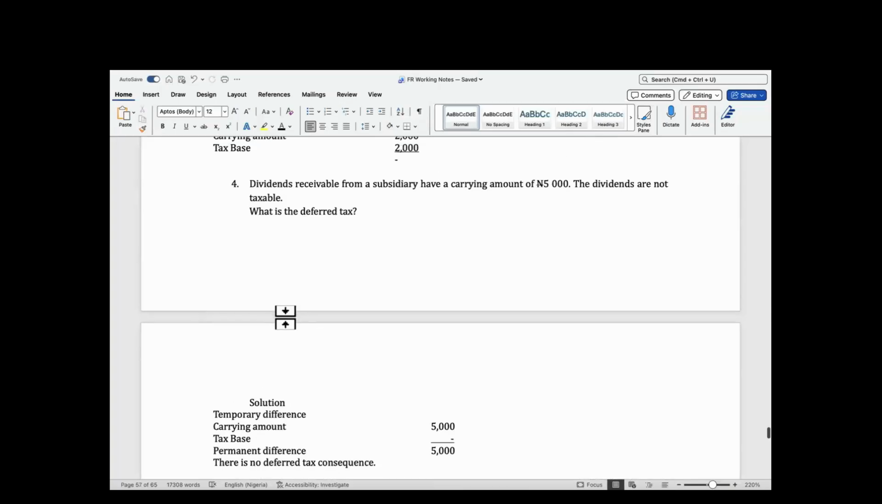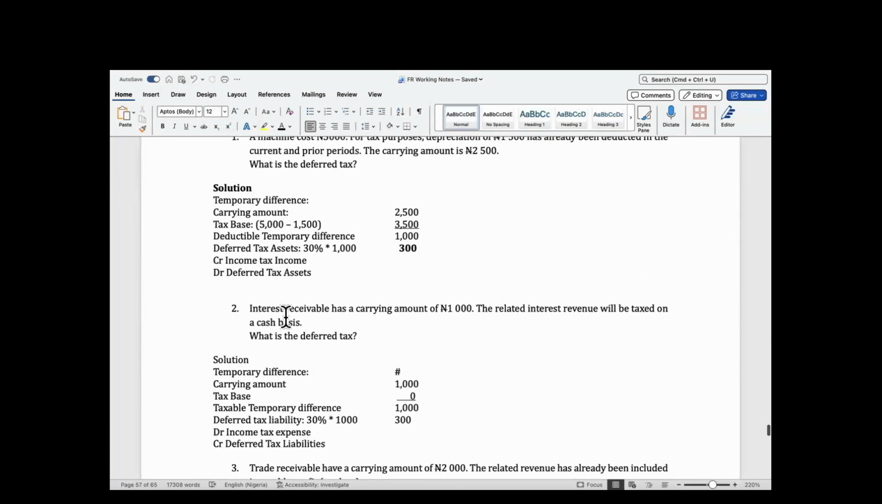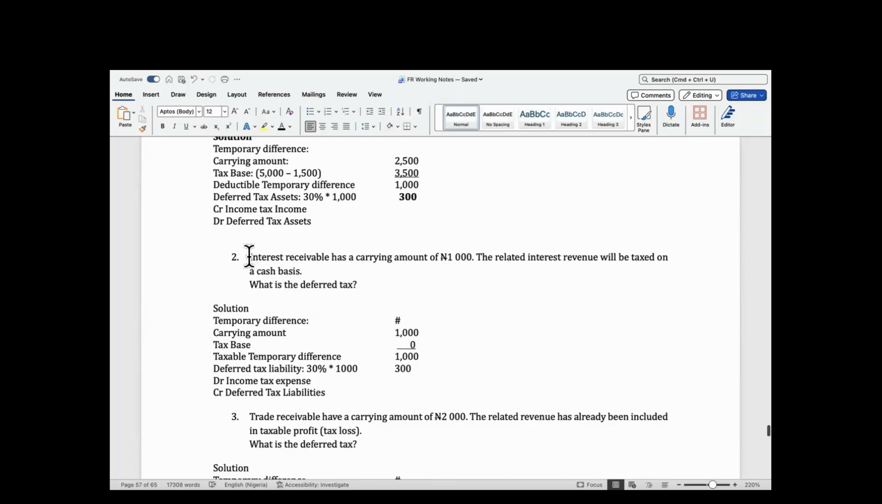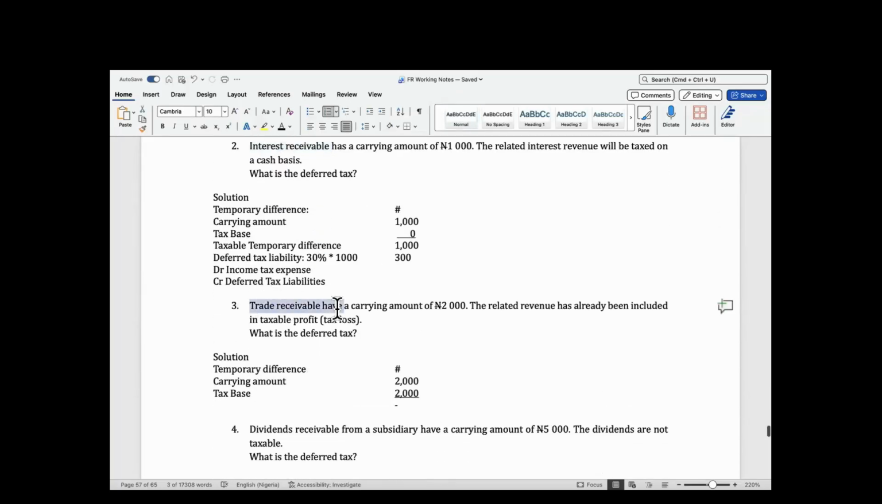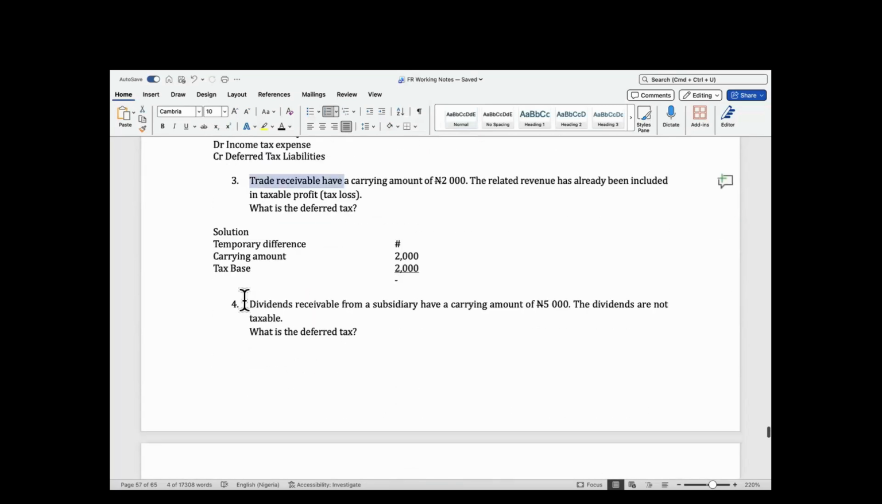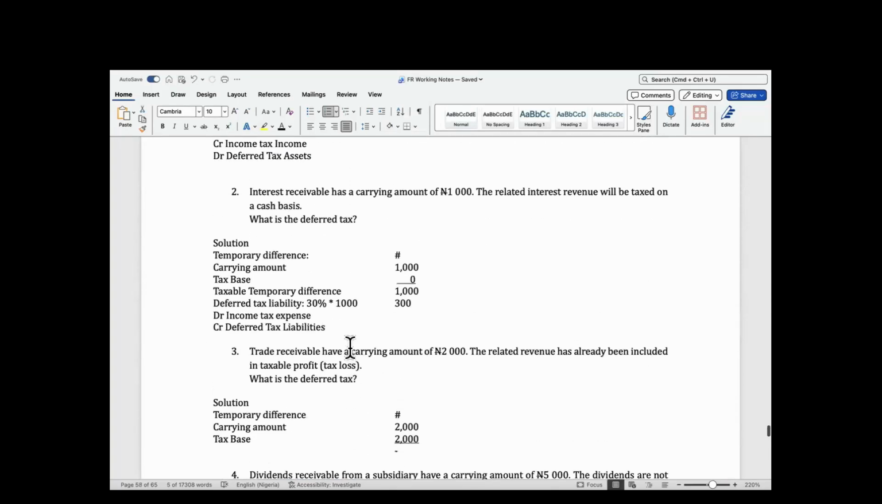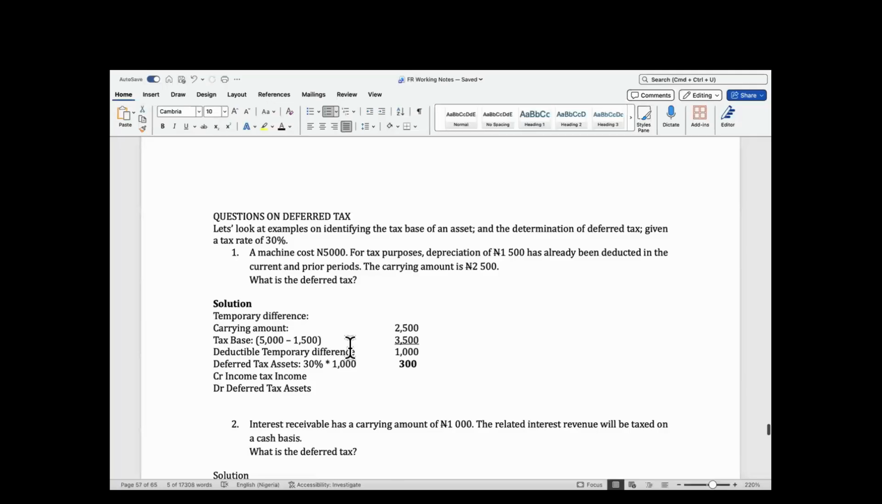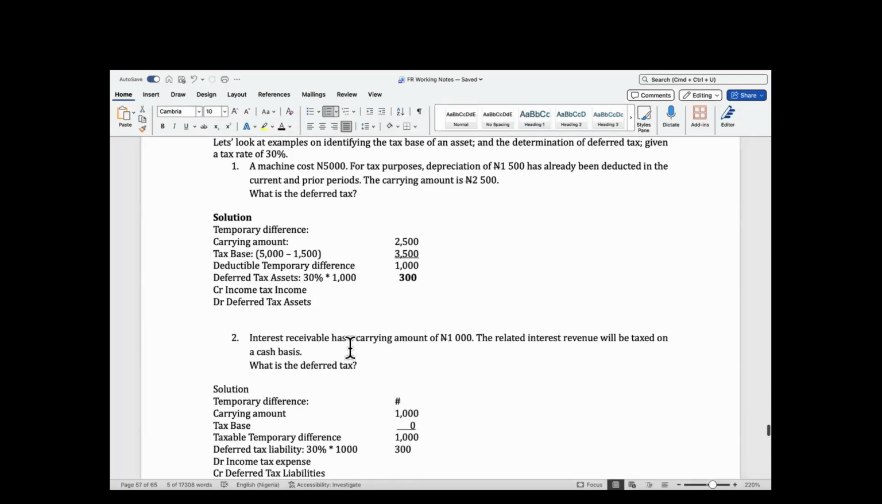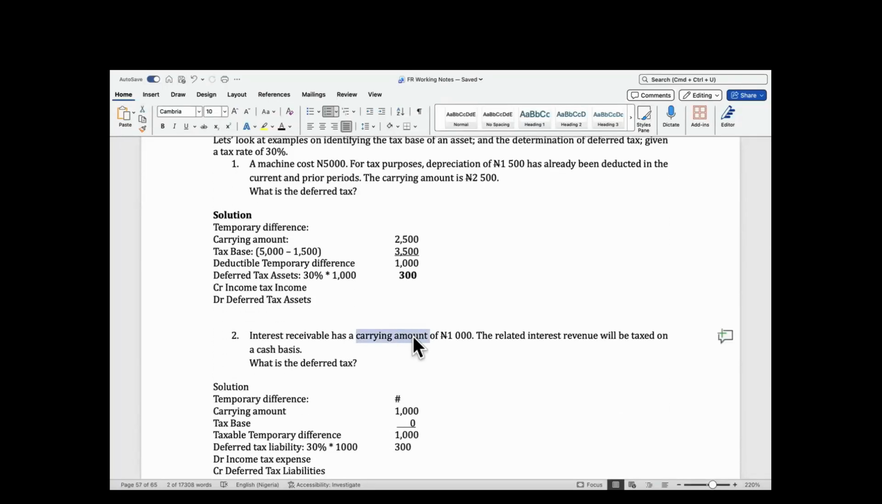Yes. So for income tax, that's how we used to express it. The amount we recognize in our books. And if you look at it closely, interest receivable is an asset. Trade receivable is an asset. Dividend receivable is an asset. Loan receivable is an asset. So they are not mistaken. Most of all these items are actually assets, so being described as carrying amount is okay.